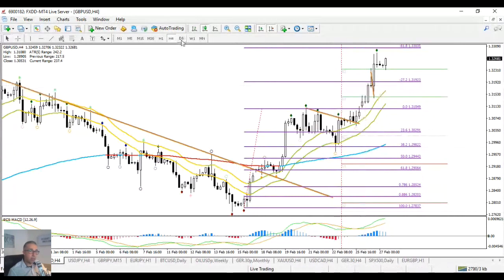The main target of that ABC, one of the targets was 133. Now, I'm not saying that it necessarily has to be over, because if we put a fib from here to here, the wave C could be 134.40, as you can see, which is the minus 272 target.